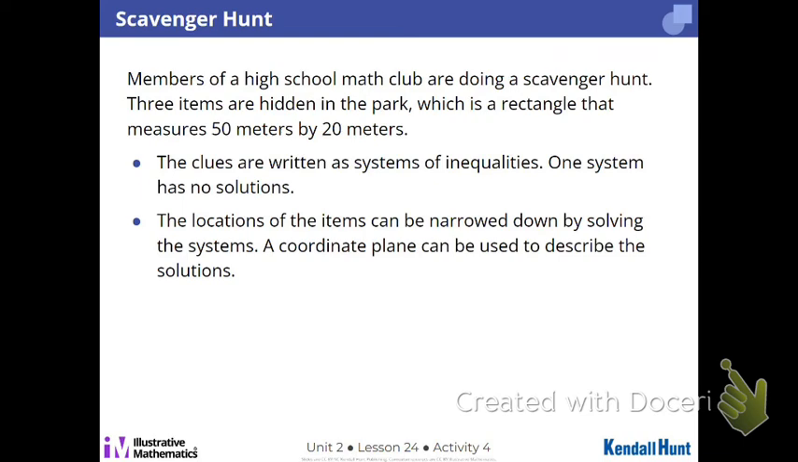So what we're going to do today is expand on that. These high schoolers put together a scavenger hunt in a rectangle that's 50 by 20 meters. And if you want to find the prize that's hidden, what they did is they made systems, and it's hidden in the area that satisfies the system.